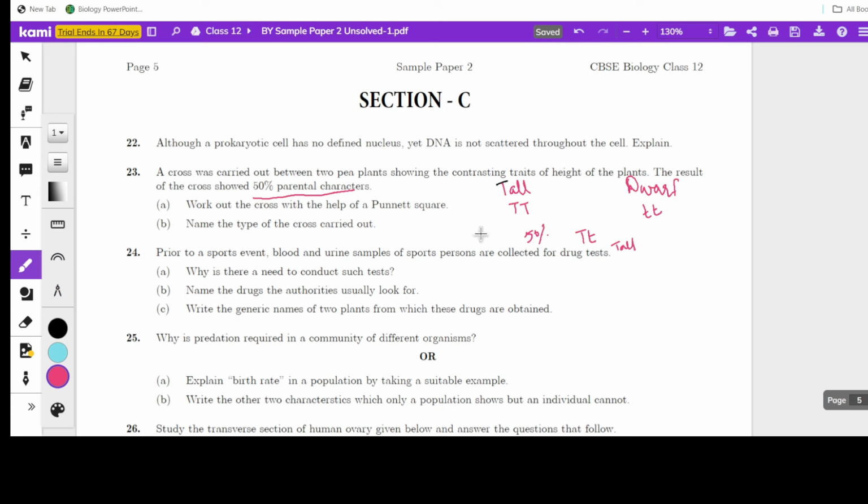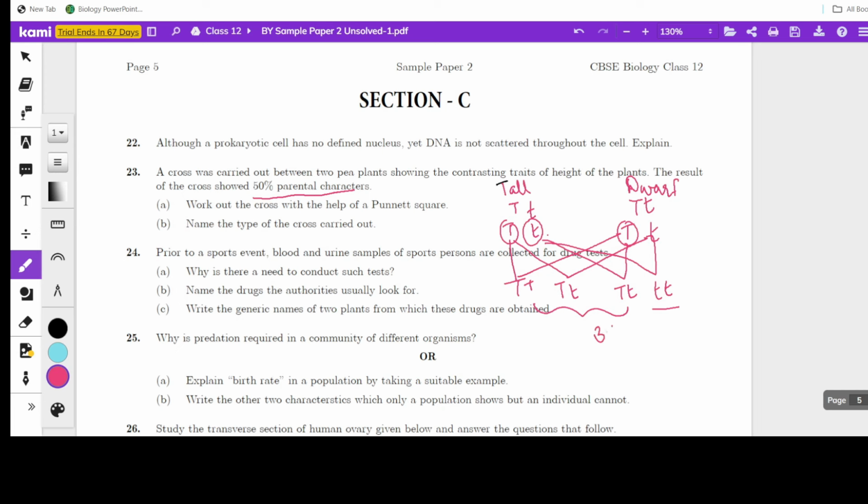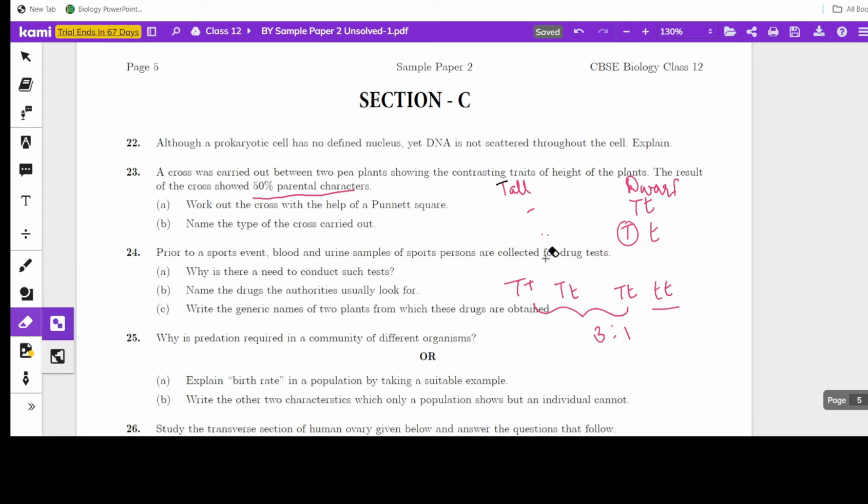One of the parents should be heterozygous. So let's take one parent as heterozygous. Or what happens if both parents are heterozygous? Well, we try both parents heterozygous. If both parents are heterozygous, then again it's not 50%. We get capital T, small t, so again it is not 50% of parental characters. We are getting a 3:1 ratio, so that also does not abide by the results given in the question.